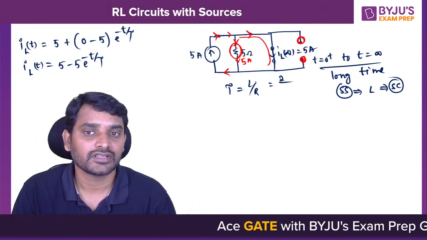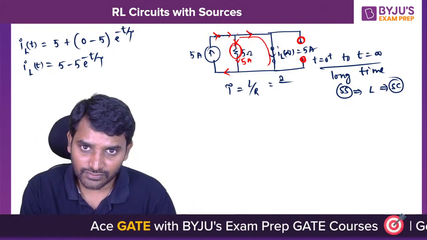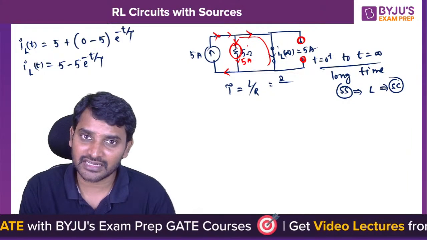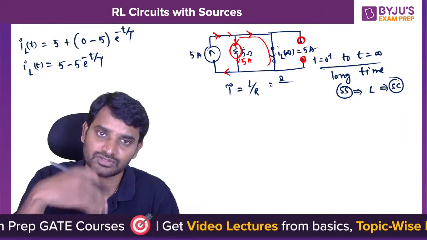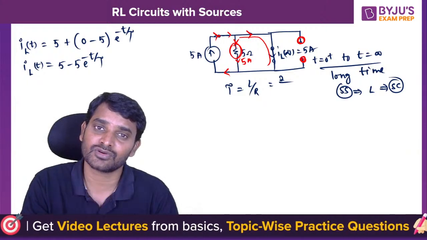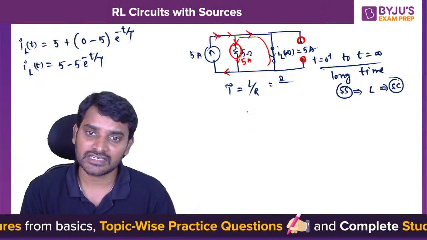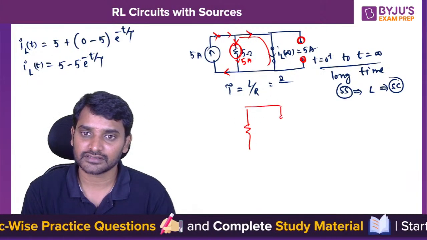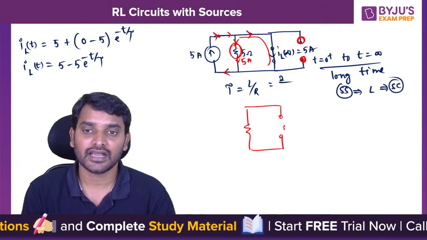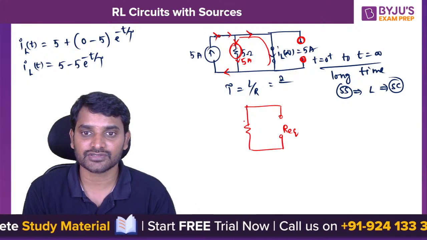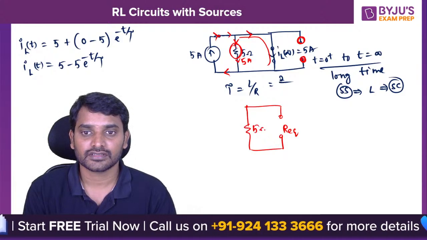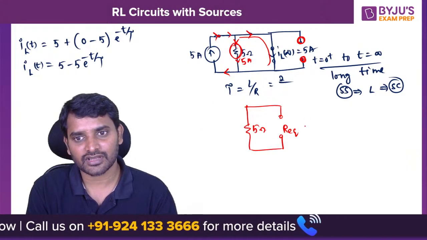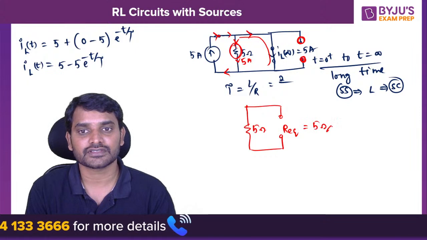While the current is accepted by the inductor, that's the charging process, or storing the energy. The energy is stored in the inductor. So what is the path now? This is the path. This is my inductor, and with respect to this one I should connect. Now the current source can be open circuited. Now R equivalent I am getting is just 5 ohms.